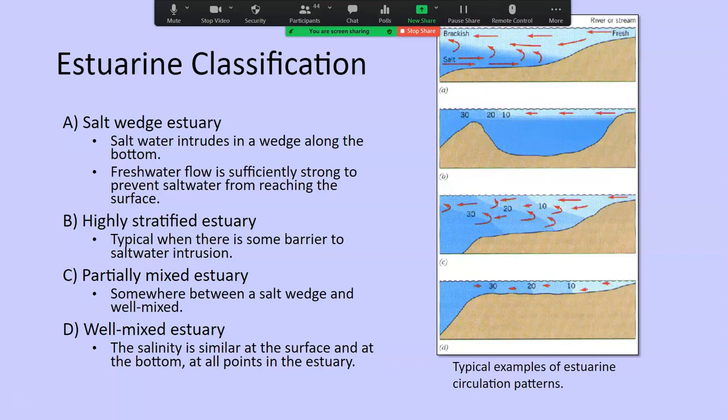A highly stratified estuary usually only happens when there's some barrier to saltwater intrusion. So in this case, that barrier prevents that salt water from doing a lot of mixing, and you get a very defined, pretty much flat freshwater lens on top, moving out to sea.